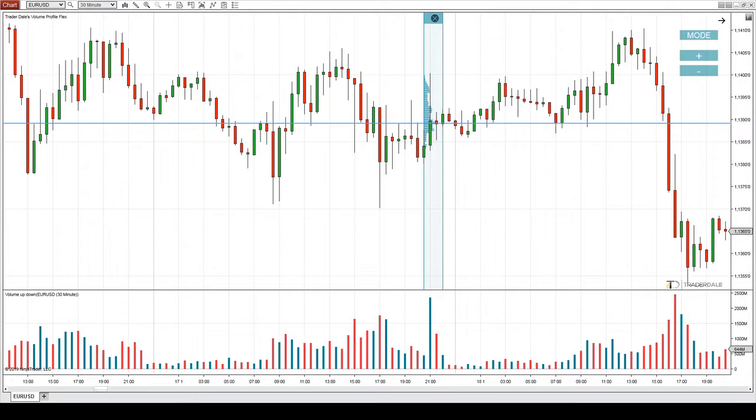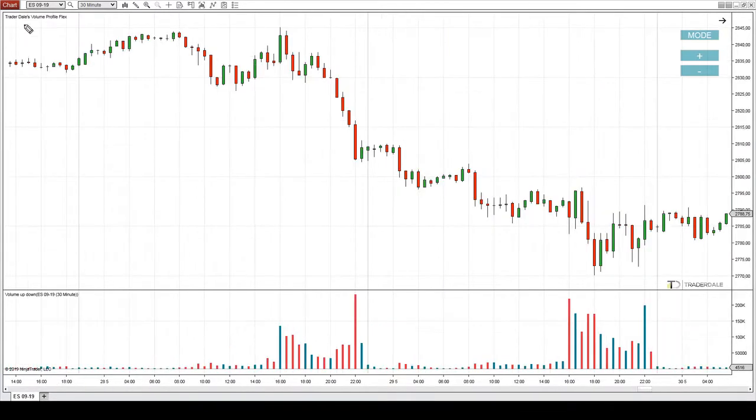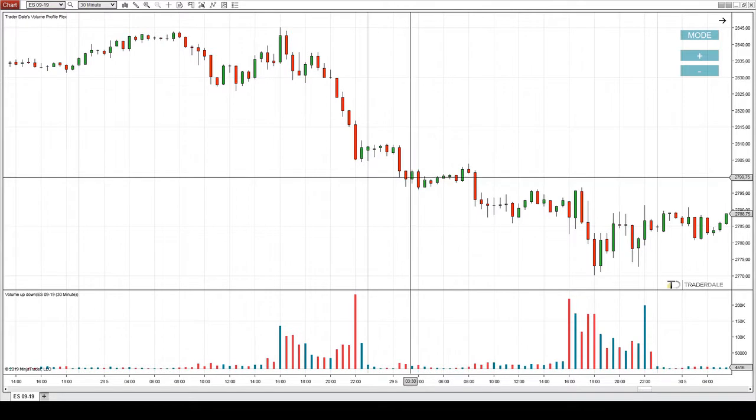So that's all the examples on the euro. For those who prefer to trade futures to Forex, I'll show you how the setup works on the ES, which is futures for the Standard & Poor's index. So this is the ES futures for the Standard & Poor's index, 30-minute chart. Let's have a look at the volume up-down setup.